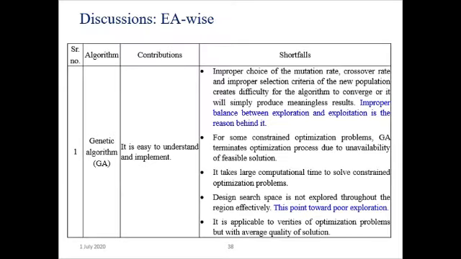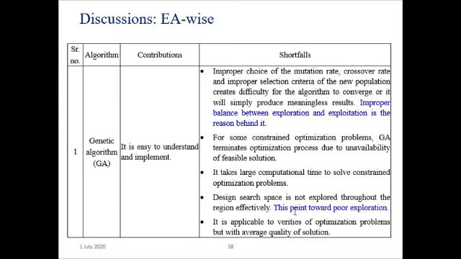Based on that, now the contributions and the shortfalls are discussed over here, derived separately. Let us see one by one. First one, the genetic algorithm. This algorithm is easy to implement and understand, but improper choice of mutation rate and crossover rate, and improper selection criteria of the new population, may create problems in the convergence, or it may give meaningless results. The reason behind that is found to be the improper balance between exploration and exploitation.